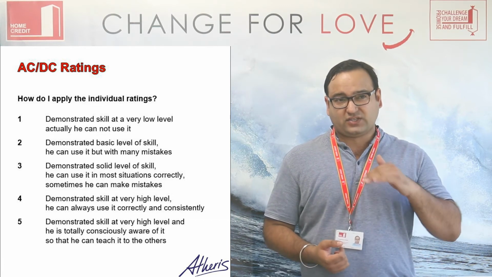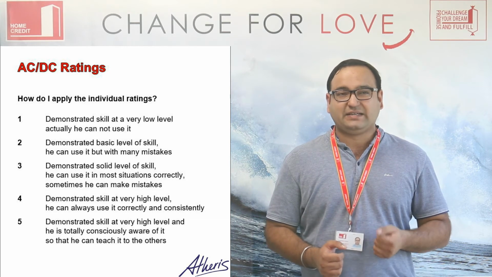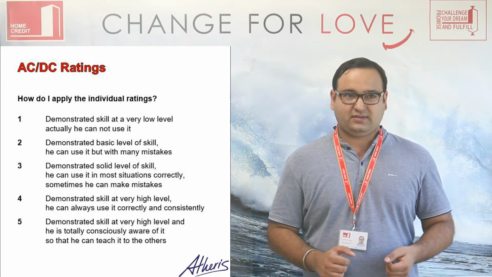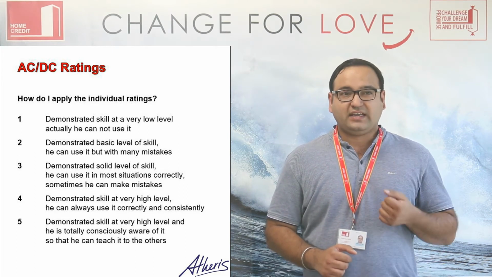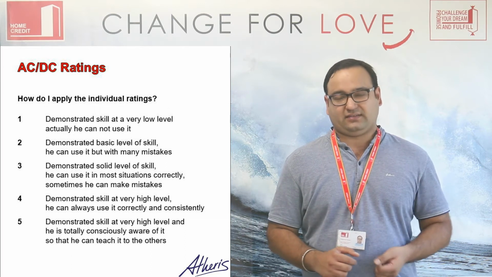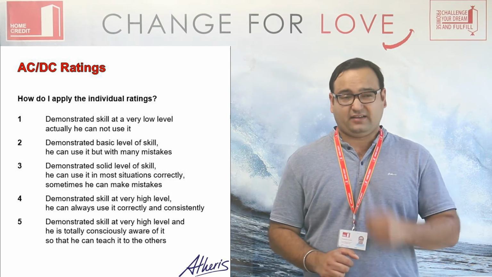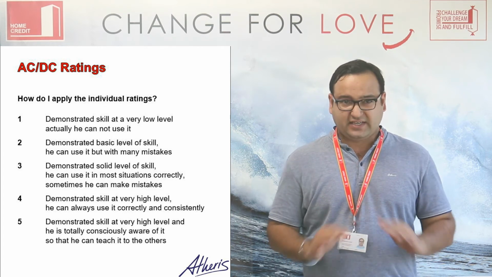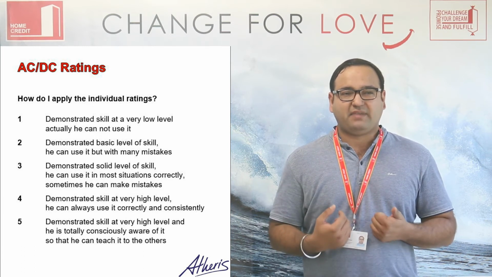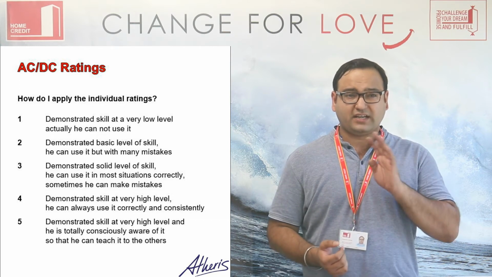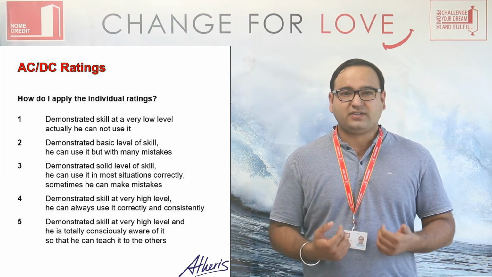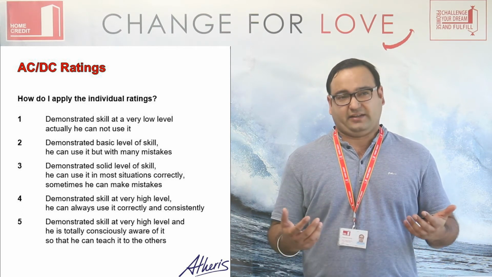Rating number 1 means lowest, where he demonstrated skill at a very low level. Actually, he cannot use it. Rating 2, he demonstrated basic level of skill, he can use it, but with many mistakes. Rating 3, he demonstrates solid level of this skill, he can use it in most situations correctly, and sometimes he can make mistakes. Rating number 4, demonstrates skill at a high level, he can always use it correctly and consistently.